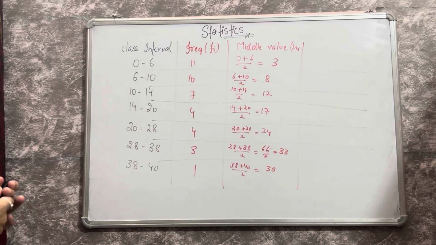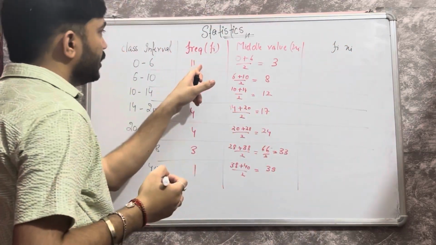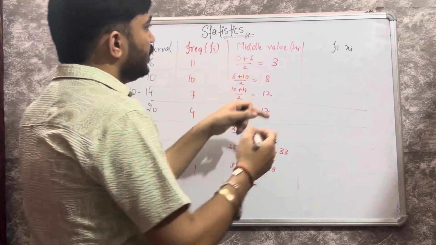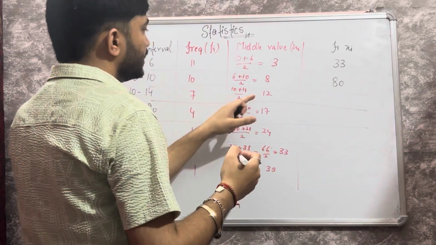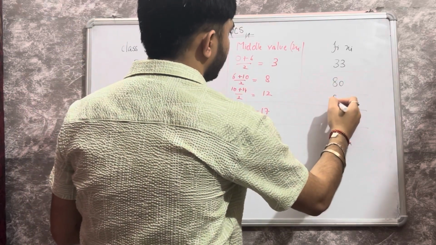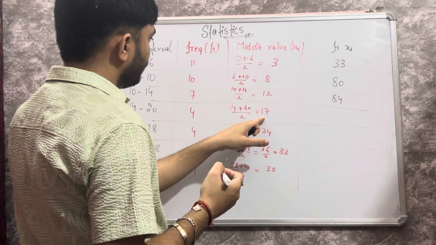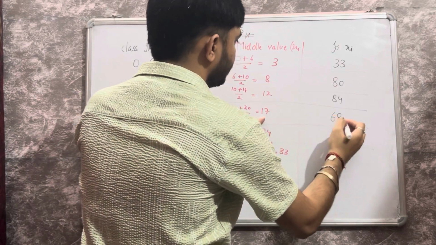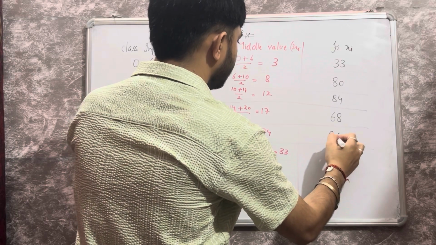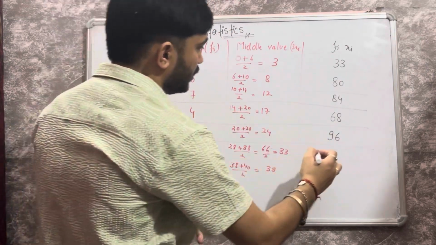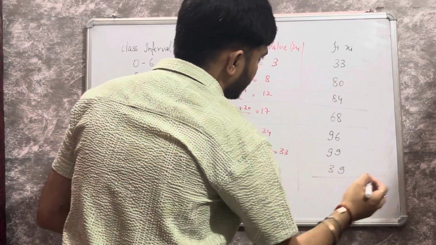Now we have to find the value of Fi Xi, that is multiply Fi with Xi. 11 into 3 is 33, 10 into 8 is 80, 7 into 12 is 84, 4 into 17, that is 34 plus 34 is 68, 4 into 24 is 96, 3 into 33 is 99, and 1 into 39 is 39. Any doubt?